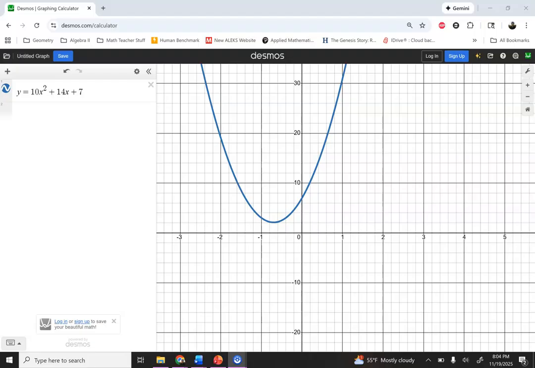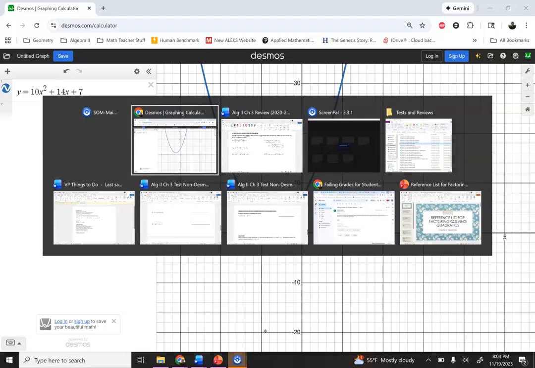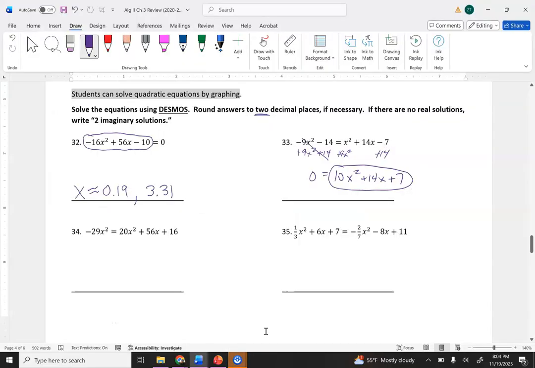But now that we know about complex numbers, there are solutions, but they're just not going to show up on the graph because they're going to be imaginary numbers. They're going to be complex solutions. So instead of writing no solution on this one, up in the directions I say just write two imaginary solutions. That's really a better version of the answer because there are solutions. We just can't find them by graphing.